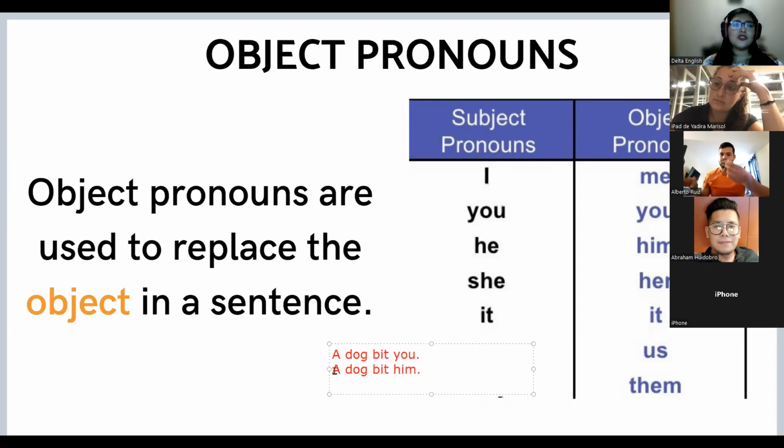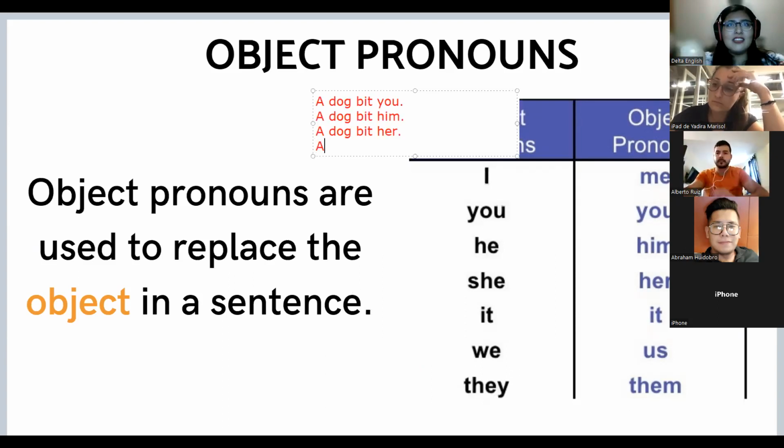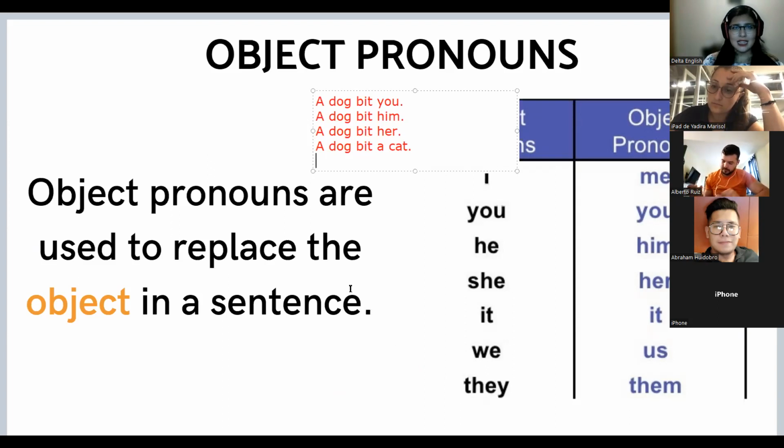She is going to transform into her. So I would say a dog bit her. A dog bit her. And then for an it, I'm going to still continue using it. A dog bit a cat, for instance. And so since the cat is a thing, it's an it. So we continue using it. It stays the same. A dog bit it. That's it.